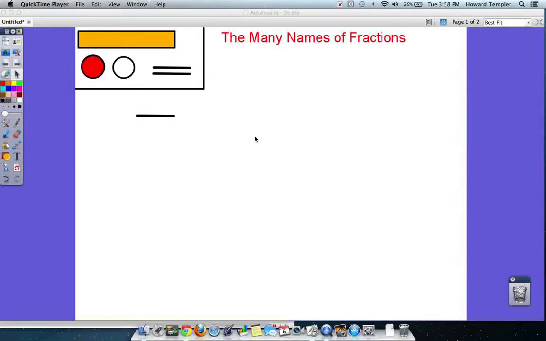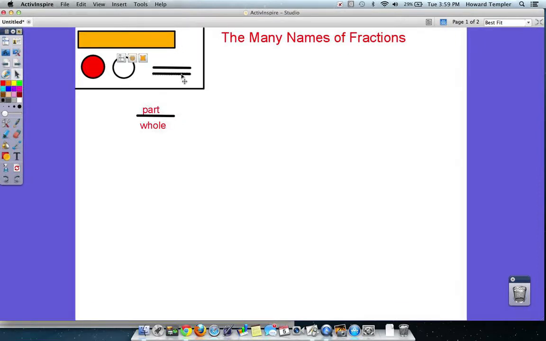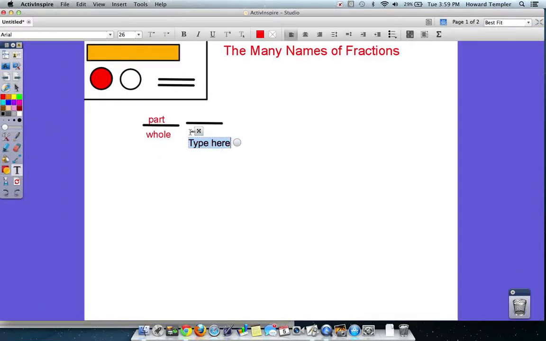For this first video, we will be exploring fractions, especially the many names of fractions, and what a fraction actually means. Fractions are oftentimes described as a part of a whole, with that whole being referred to with the special name of a denominator, and the part being referred to as the numerator.